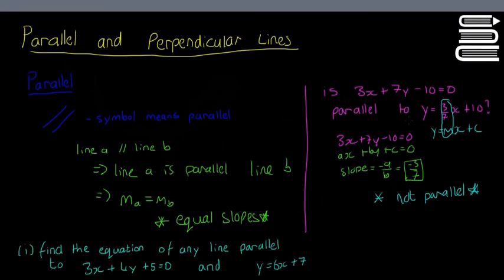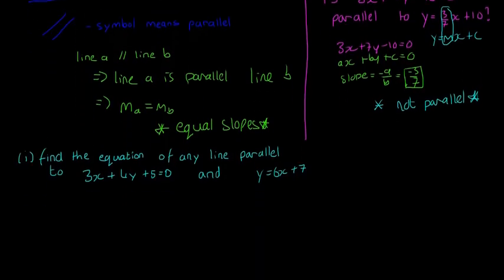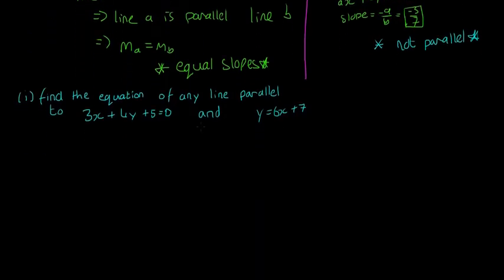Another question they could ask about parallel and perpendicular lines, specifically parallel here at the start, is this one I've scribbled in blue. Find the equation of any line parallel to 3x plus 4y plus 5 is equal to 0 and y is equal to 6x plus 7. In this case they don't want a particular line, they want any line, or a general case. Basically the formula for any line that is parallel to this, where you can choose. I'll show you what I mean.